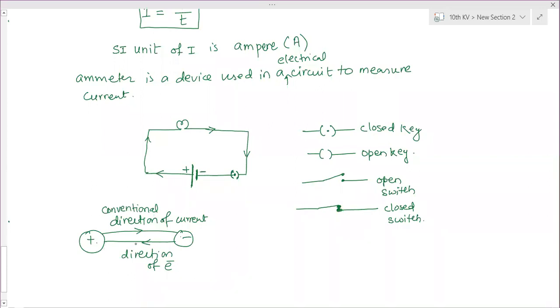Okay. So now this is a simple circuit in which we have shown the closed path. The direction of a current we always have to show with an arrow, and along with that we have to write the I value, which represents the direction of current.